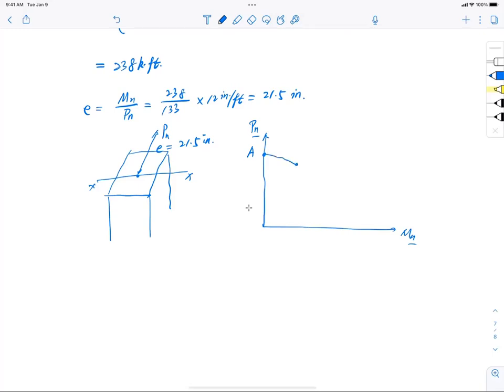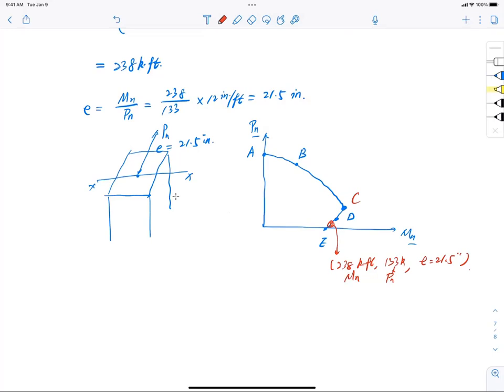And I have B, which is zero tension. I don't know where it is yet, but I know C, which I just calculated previously. And then going along, I have D somewhere here. And now I have E, and this point we're calculating is right here, and label it up. This one has a moment Mn of 23.8 kip-foot, and an axial loading Pn of 133 kip, and then eccentricity e of 21.5 inch. So these three numbers describe this point. All right, so there you have another point.